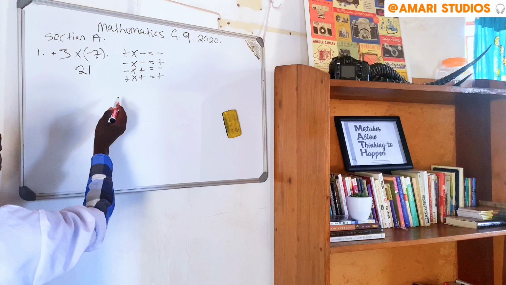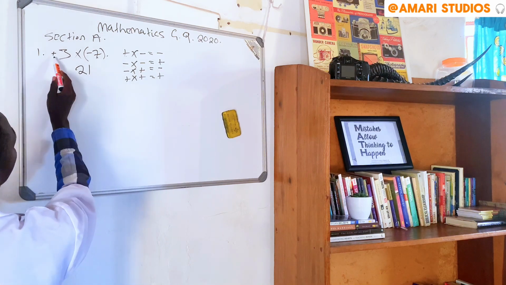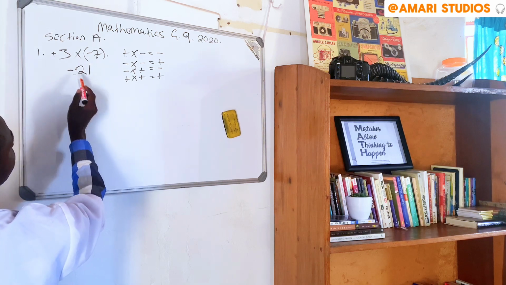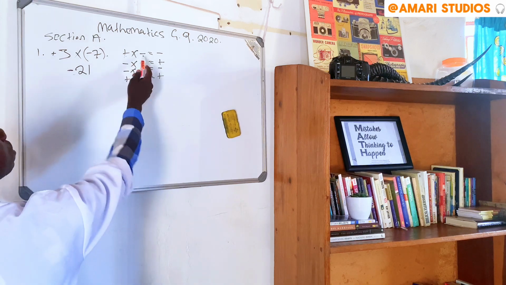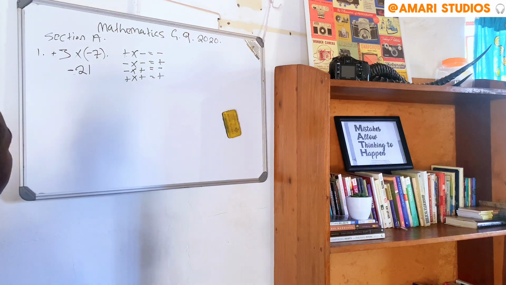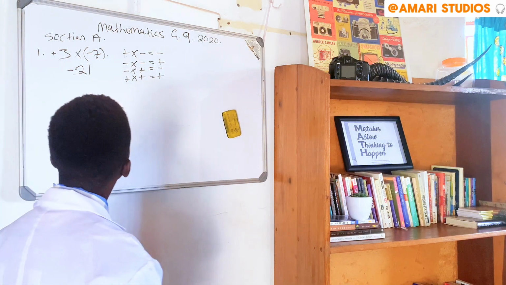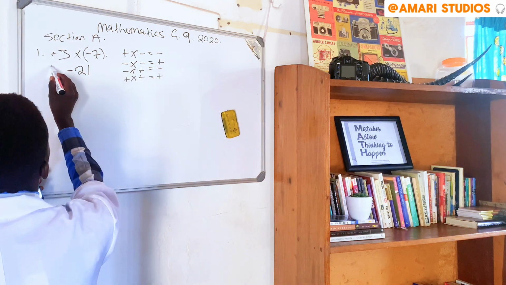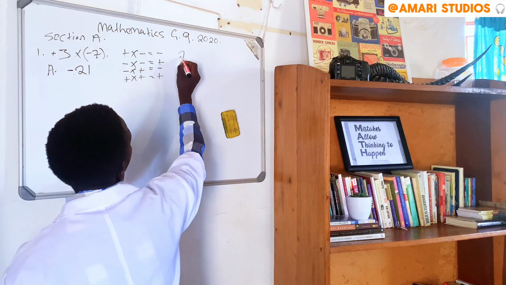As you can see, the sign of our number is going to be negative, because when you multiply a positive number with a negative number, you are going to have a negative number as your final answer. Positive 3 multiplied by -7 gives us -21. That is our answer. According to the multiple choices that we had, our answer was supposed to be A. Then we move on to question 2.